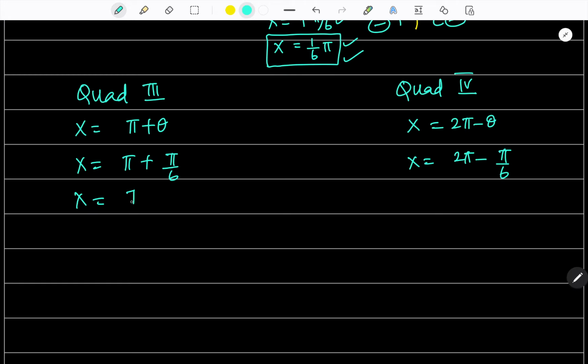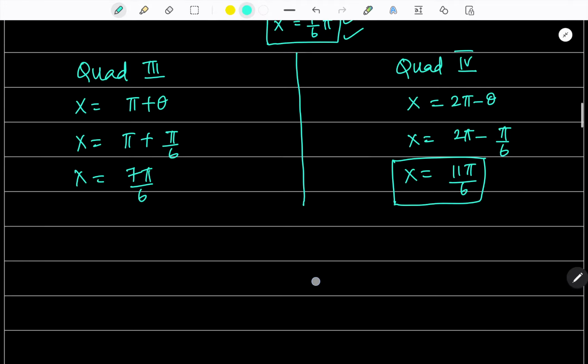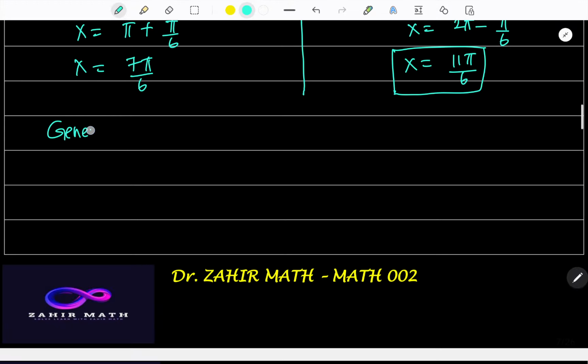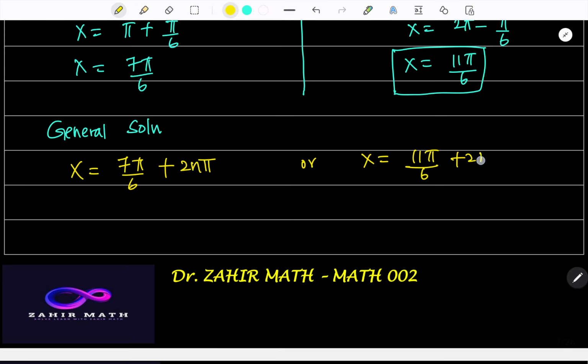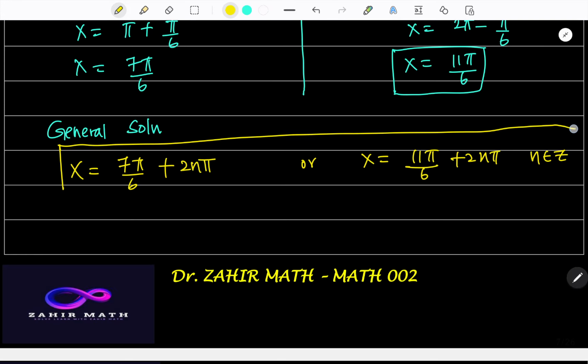So x equals 7 pi over 6. And this will be 6 times 2 is 12, 12 minus 1 is 11 pi over 6. Now we have to write the general solution. This is a sine quantity, so you have to write 2n pi. So x equals 7 pi by 6 plus 2n pi, or x equals 11 pi by 6 plus 2n pi, where n is an integer, belongs to the set of all integers. Clear, all of you?